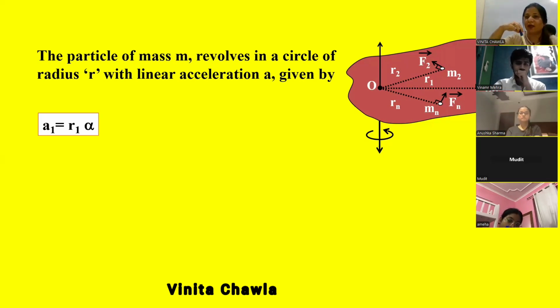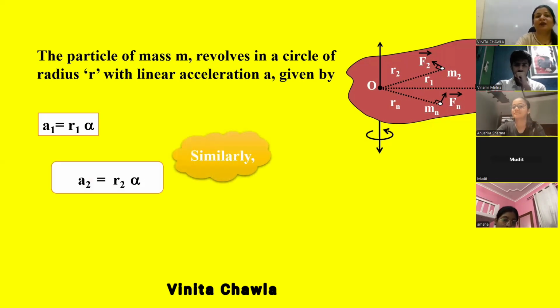और जब ये मूव कर रहे हैं, तो इस पे फोर्स एक्सर्ट हो रहा है, तो एक्सेलरेट होगा. एक्सेलरेट हो रहा है तो लीनियर एक्सेलरेशन भी है, एंगुलर एक्सेलरेशन भी है. और हाउ आर दे रिलेटेड? a इज r alpha, है ना? a इज r alpha.